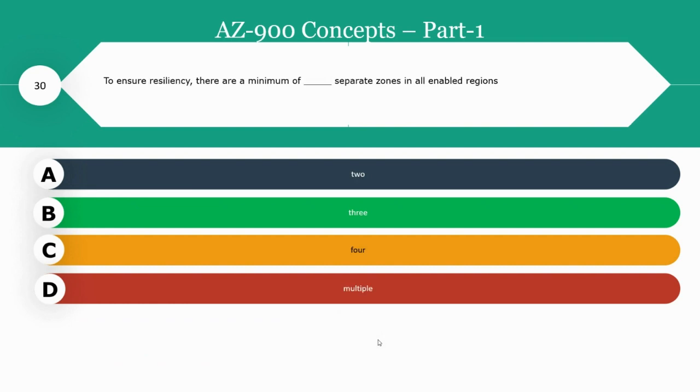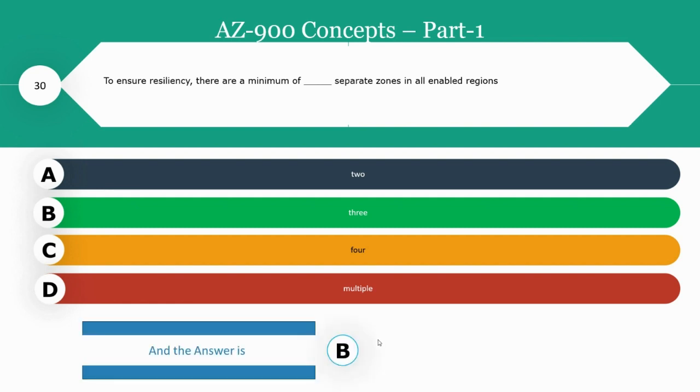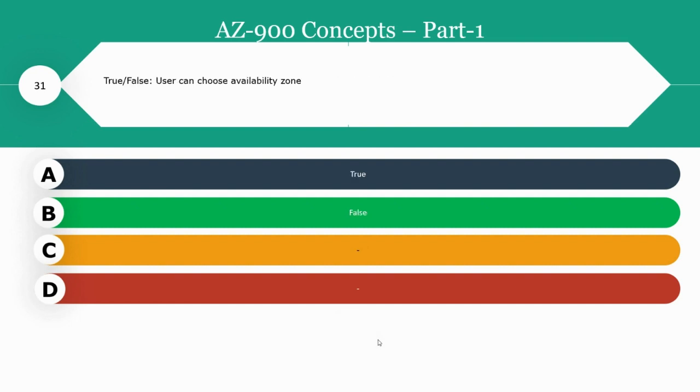To ensure resiliency, there are a minimum of how many separate zones in all the enabled regions? Option A, 2; option B, 3; option C, 4; option D, multiple. We know this already. All Azure regions should have 3 availability zones, and so option B is the correct answer.